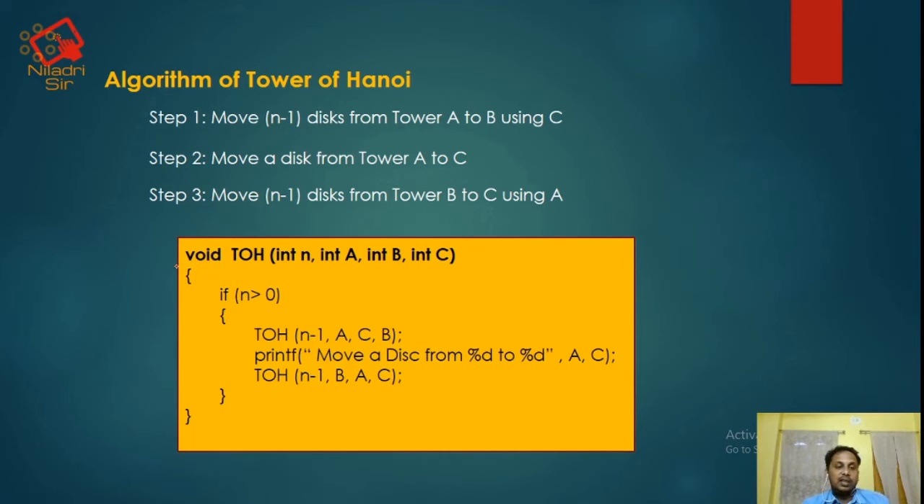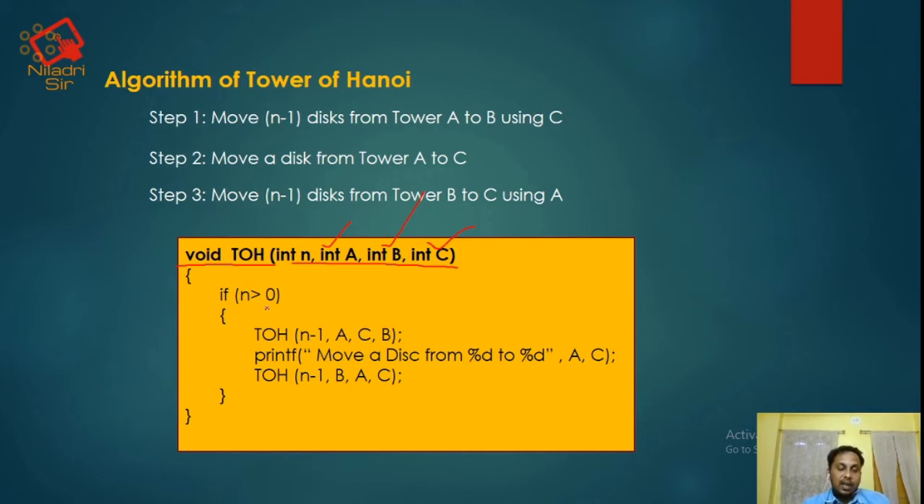As you can see, this is the void towerOfHanoi. This is the function, and these are all the parameters. Int n means the total number of disks. Int A means from, this is the source. Int C means this is the destination, and this int B means the rod or tower we have used to move the disk from A to C.